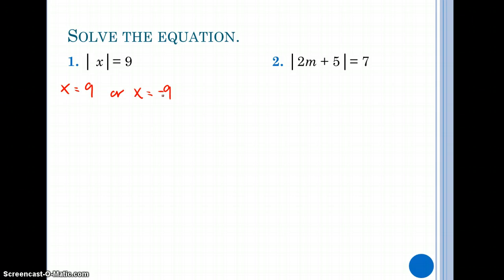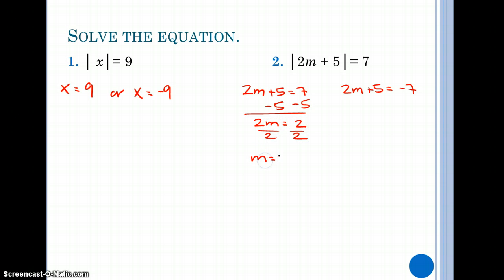Now we're going to step it up just a little bit and do some actual algebra here. So for this one, when you set up your two equations, in order to get rid of the absolute value symbol, you're going to write 2m plus 5 is equal to 7, and 2m plus 5 is equal to -7. From here, you'll simply solve each equation. So you have 2m is equal to 2, divide by 2, divide by 2, m is equal to 1. Same thing on the other equation, and you'll have 2m is equal to -12, divide by 2, and m is equal to -6. I'll put an or in there.